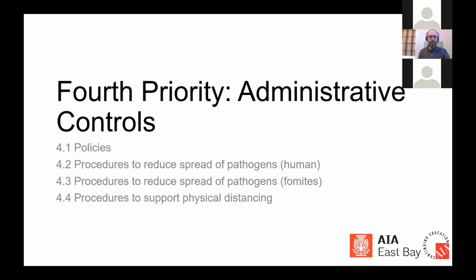And according to the CDC, those can be more effective from a public health perspective at reducing the transmission of the virus than these later ones that we're talking about, which will be administrative controls, and then finally PPE, which comes afterwards. In this section of the document for administrative controls, there are policies, and there are various kinds of procedures to reduce the spread of human contact, through human transmission through fomites, and also procedures to support physical distancing. So we'll have basically one slide for each of these.